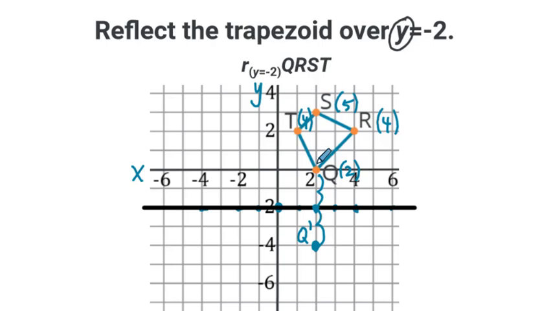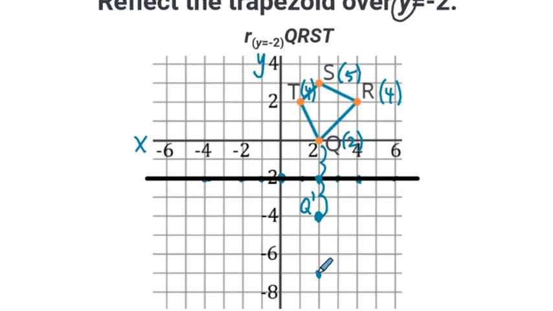For the S, it was directly above Q. Now it's going to be directly below. So S was 5 up, so it's 5 down from the line. 1, 2, 3, 4, 5. This is my S prime. If I look at R, R was 4 away, so I'm going to go 1, 2, 3, 4 down for my R prime. And then for my T prime, it was 4 up, so now I'm going to go 4 down. 1, 2, 3, and 4. And the last thing is I need to connect all of my new points. So I'm connecting these, and this is going to create my reflection of that trapezoid.